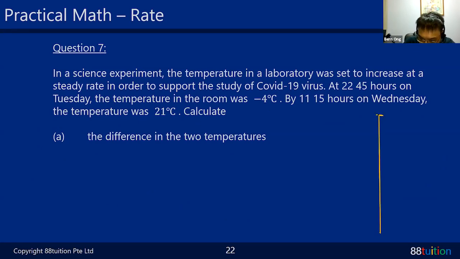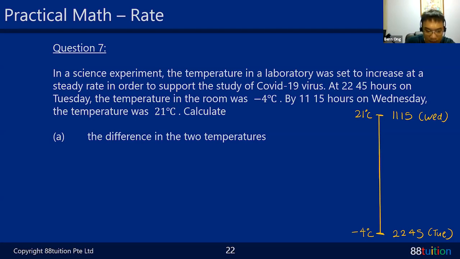So what is happening? -4 degrees Celsius is below zero, so I call this -4 degrees Celsius at 22:45 on Tuesday. Then slowly it starts to increase. By 11:15 in the morning, on Wednesday, the temperature is 21 degrees Celsius.